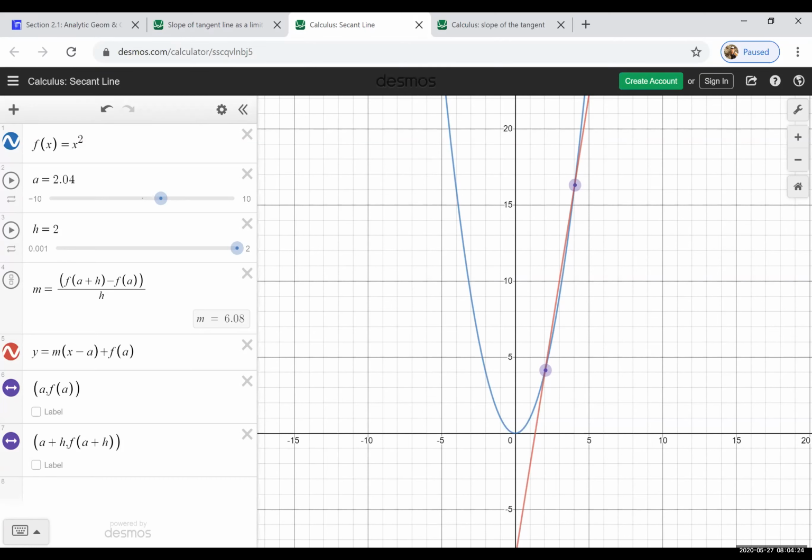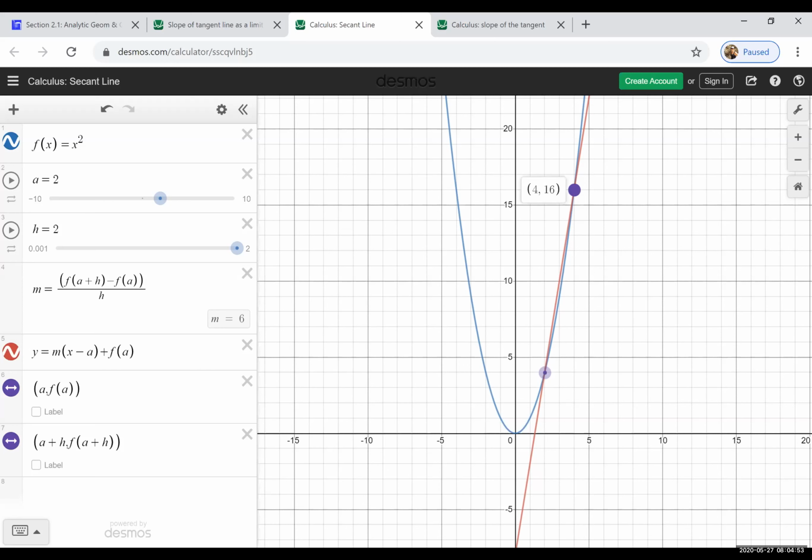So let's see. I have the function f of x equals x squared. Right now I have a secant line, but I'm looking at the point around x equals 2. At x equals 2, the y value is 4. I can use the sliders on the left if I'm playing with Desmos. So I have something pretty close.